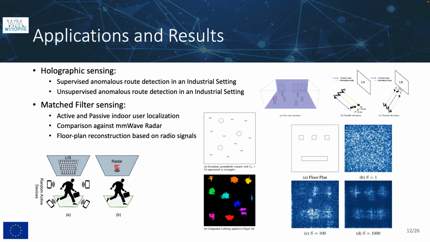Is this device using some millimeter wave? Sorry, I forgot to mention: the radar is operating at 70 gigahertz and the LIS at 3.5 gigahertz, because we need reflection. If we increase the frequency too much, we have too much line of sight.